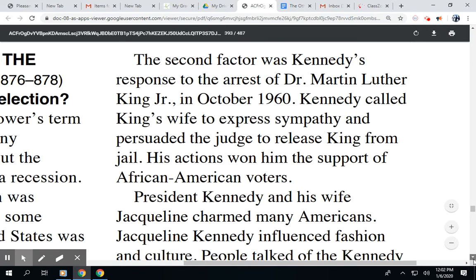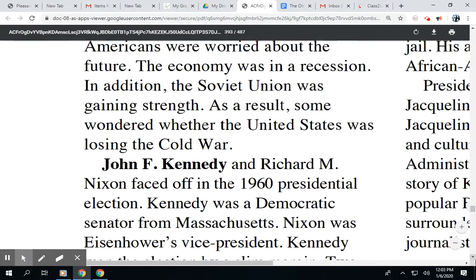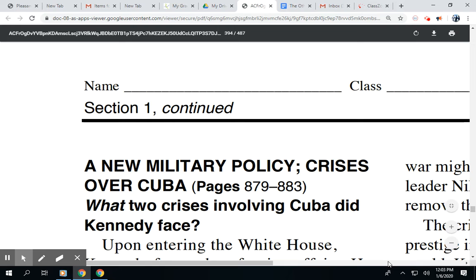President Kennedy and his wife Jacqueline charmed many Americans with their elegance and grace. Jacqueline Kennedy influenced fashion and culture. People talked of the Kennedy administration as a kind of Camelot, the story of King Arthur that was made into a popular Broadway musical. Kennedy surrounded himself with advisors that one journalist called the best and brightest. Question 1. What two factors helped Kennedy win the 1960 presidential election?